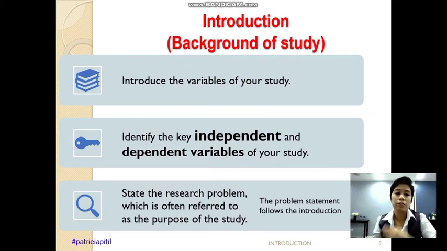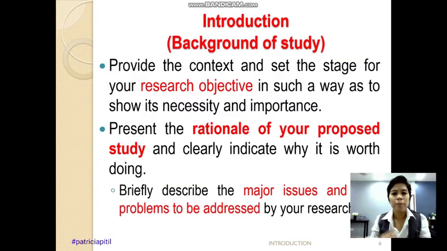you have to start the research problem. What's the issue behind those variables that you are going to study later on? The problem statement should follow the background of study. Again, problem statement should come after you introduce to us the IV and DV, you going narrower and narrower to the problem statement. Background of study should provide the context and set the stage for your research objective.